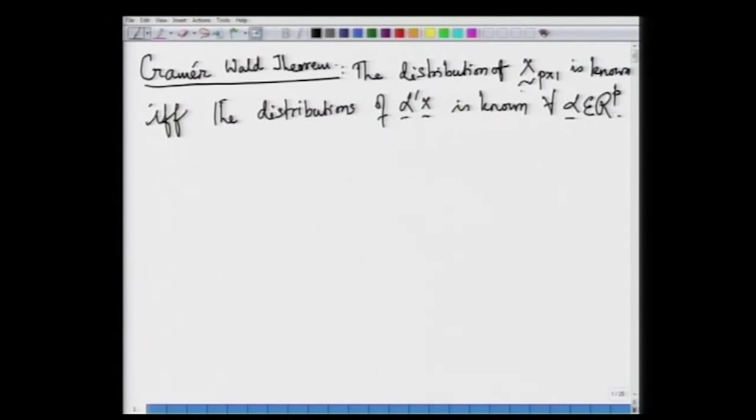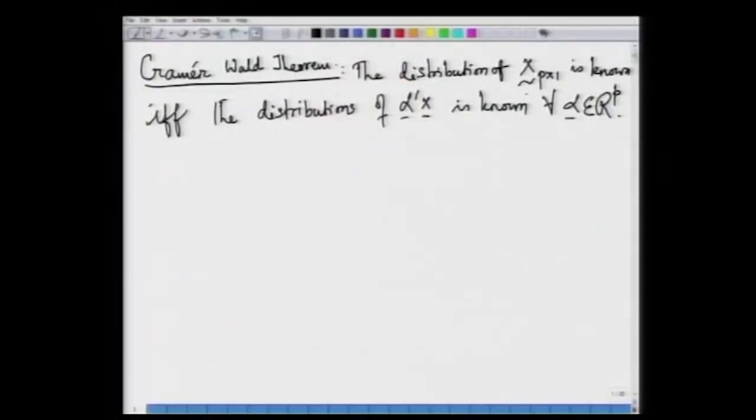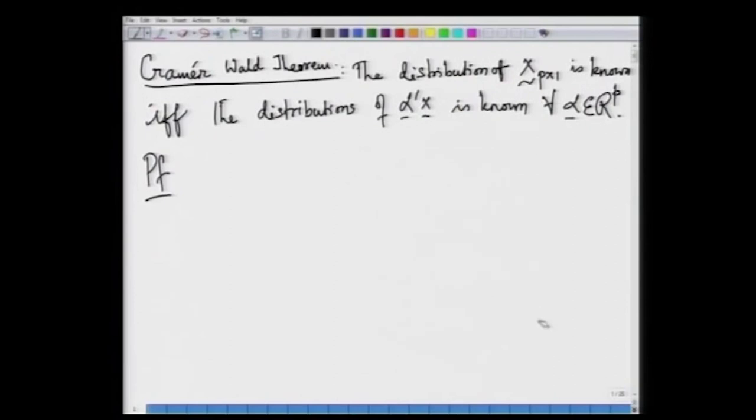Note that while x is a random vector, alpha prime x is a scalar, a unidimensional random variable, and we are talking about different linear combinations of this random vector x. So, very generally the Cramer-Wold theorem tells us that the distribution of the multidimensional random vector x is uniquely determined by the distributions of the linear combinations of type alpha prime x. For the proof, we will use a very simple argument based on the concept of characteristic function, to which you have already been introduced.